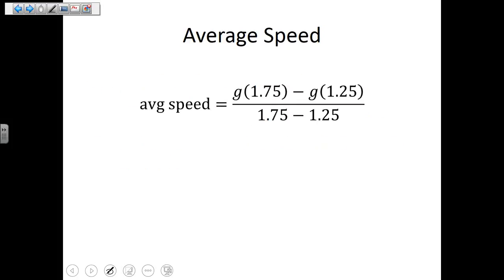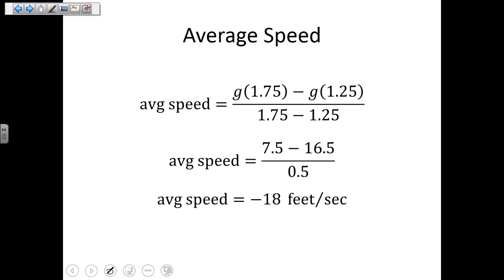So when I actually plug these numbers into my function, my g of t, I get 7.5 minus 16.5 on the top. 1.75 minus 1.25, well, that's 0.5. It was a half-second interval of time. A little bit of calculator work, and I find out that my average speed for this time is negative, and that's okay. We'll deal with the negative. That just means that it's falling. It's going down -18 feet per second.